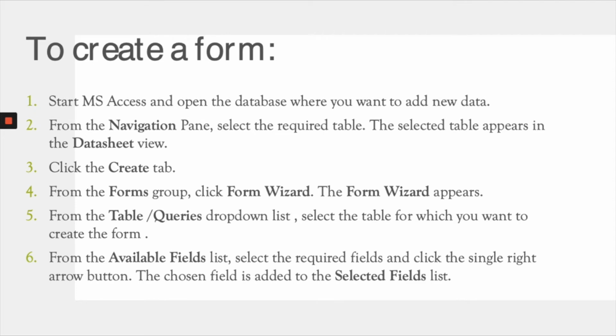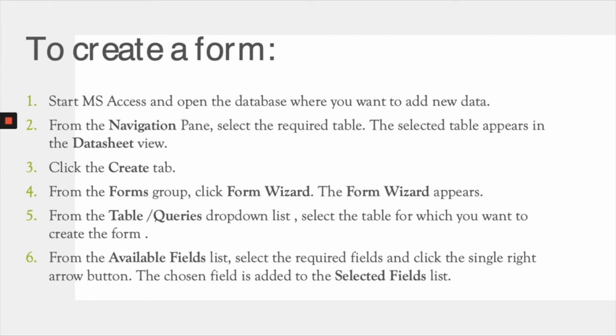We have already studied that in MS Access, the default view is the datasheet view. So, in the navigation pane, you need to click on the table. The table will open in the datasheet view. Click the Create tab. You have to click on the Create tab. From the Forms group, you have to click on the Form Wizard.